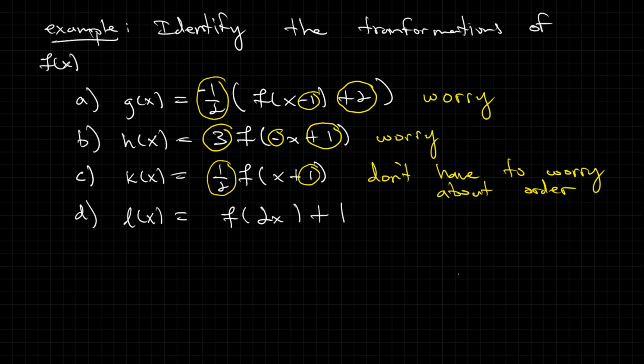And then finally in this part D, first we have this horizontal shrink. Remember, or I believe we call them compressions, not shrinks. In other texts, they're called shrinks. We have this horizontal compression. Remember, it's compression because the horizontal transformations are a little strange. If the number multiplying x is bigger than 1, you get a compression. If it's between 0 and 1, you get a stretch.